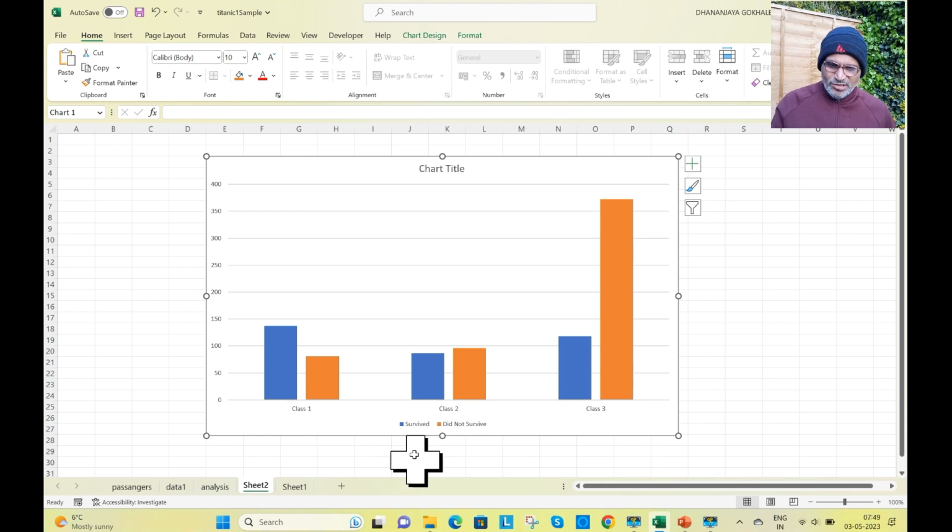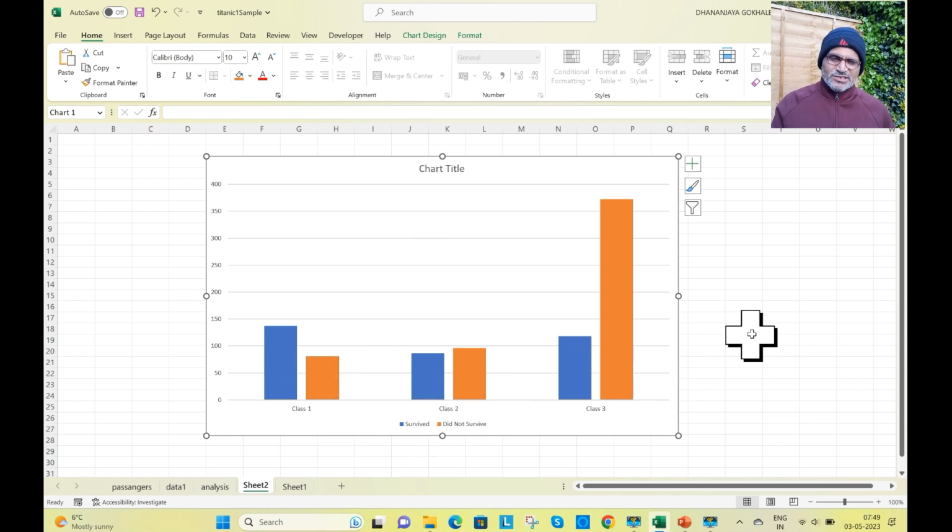So here also the same color, blue is survived, the other color is did not survive, and this is class 1 and this is class 2 and this is class 3. As the picture explains pretty clearly, in class 3 a large number could not survive, and only this many could survive. In class 2 it was more or less the same number, it is midway. But in class 1 more people survived, and fewer could not survive.